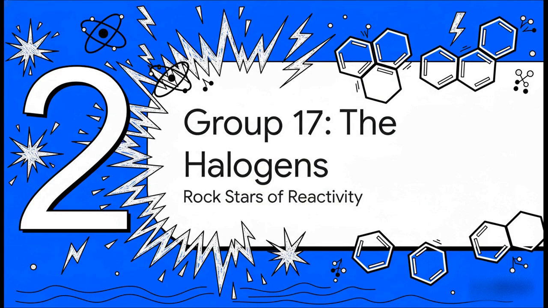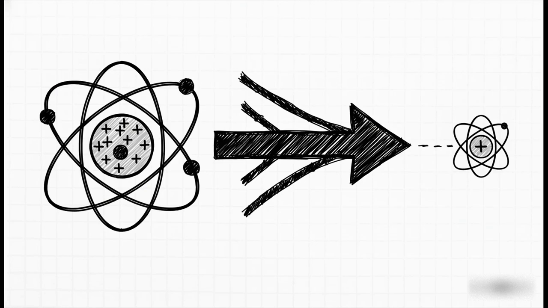Okay, let's keep this tour moving. Next up, we've got Group 17, the halogens. And let me tell you, if the periodic table had rock stars, these guys would be it. They are all about reactivity. So what drives the halogens? It all boils down to one simple thing. They are desperate to gain one more electron to complete their outer shell.